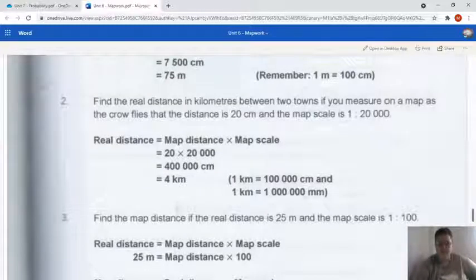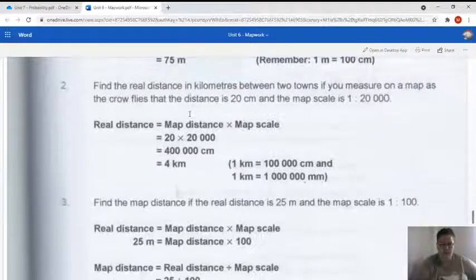Again, it is 20 that they've given to you here, multiplied by 20,000, which they've given you here, equals 400,000 centimeters. 1 kilometer equals 100,000 centimeters, and 1 kilometer equals 1 million millimeters. Okay, so where are you going to simplify this to? 1 kilometer equals 100,000 centimeters. It's on 400,000. You divide that by 100,000, you'll get 4 kilometers. Okay? Are we all with? Do we all understand?